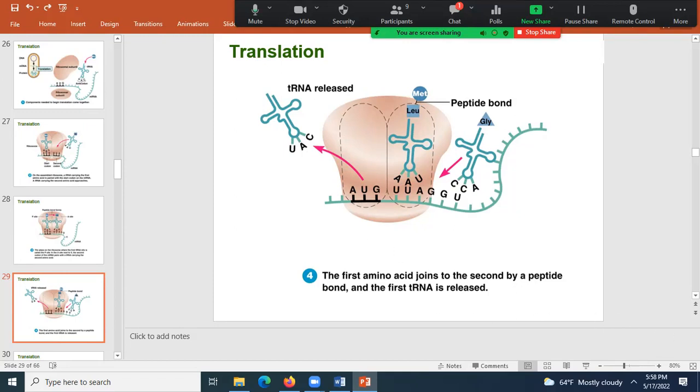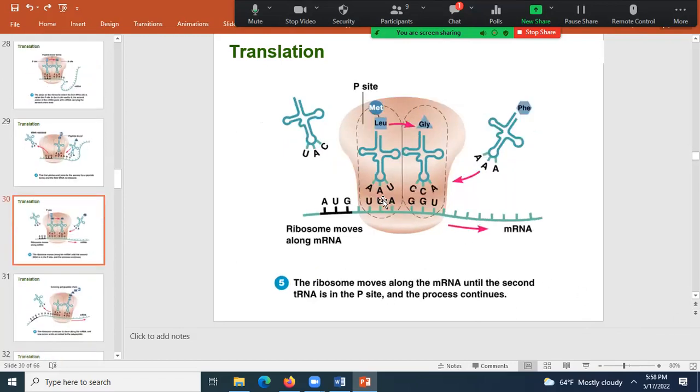So the first tRNA is released, and then the ribosome moves down one codon on the messenger RNA, and that means this second channel will be open for the next tRNA to bring in its amino acid. Once again, the enzyme removes the amino acid from this tRNA and then combines it to the amino acid over here. So we have a growing polypeptide chain now. And then this tRNA will fall out and the ribosome will move down one codon. And then the next tRNA will come in.